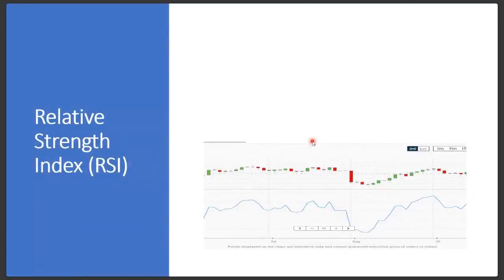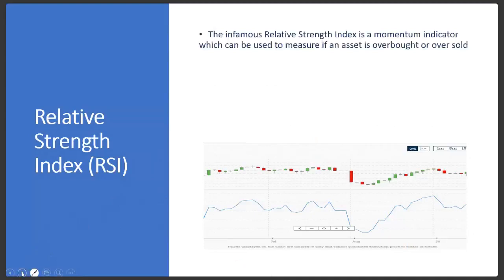Now, the final indicator we're going to talk about tonight is the relative strength index. Again, a very popular, very famous indicator. What the RSI does, well, I call it infamous, in fact. The infamous relative strength index is a momentum indicator.